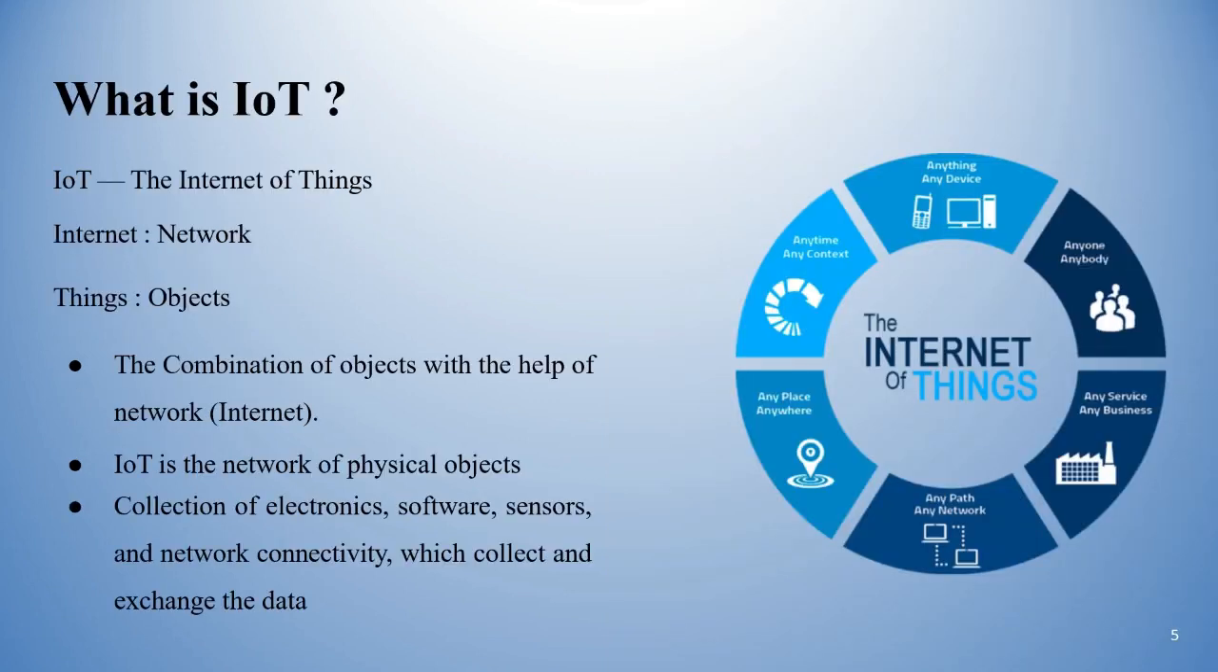First, we are going to see what is IoT. IoT means the Internet of Things, the combination of objects with the help of networks. IoT is the network of physical objects, a collection of electronic software, sensors, and network connectivity, which collects and exchanges data.